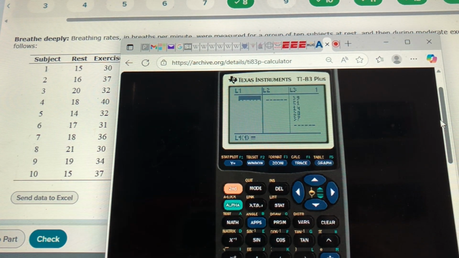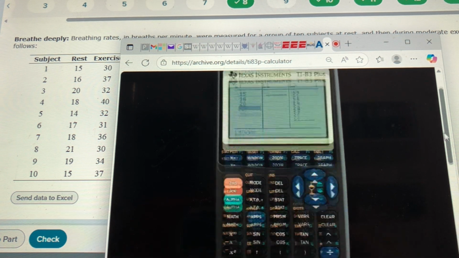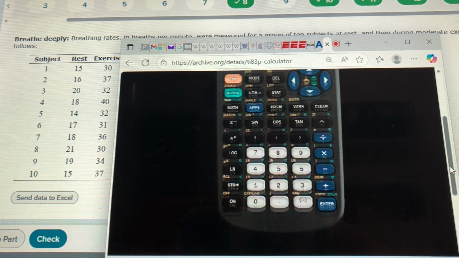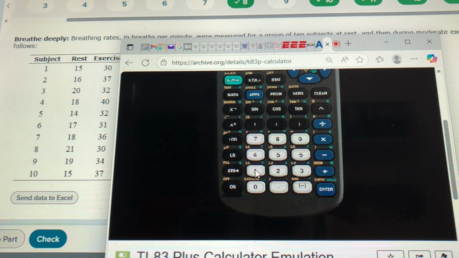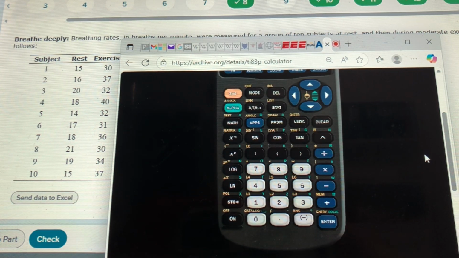So now I'm ready to type the new data in, and don't put the subject numbers, just the rest and the exercise. So L1's going to get 15, 16, and 20. 15, 16, 20. 18, 14, 17. 18 and 21.